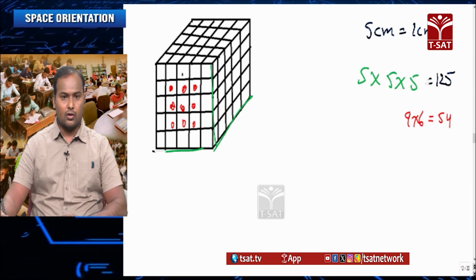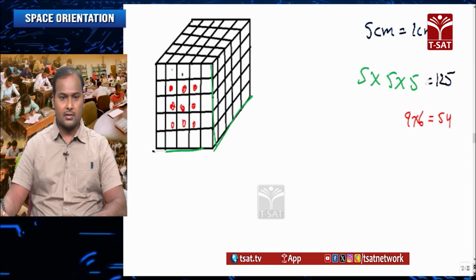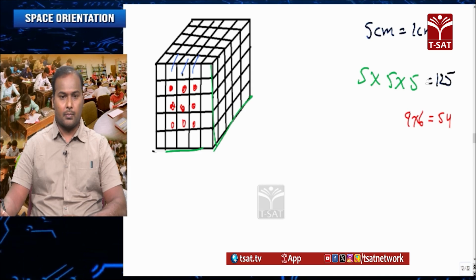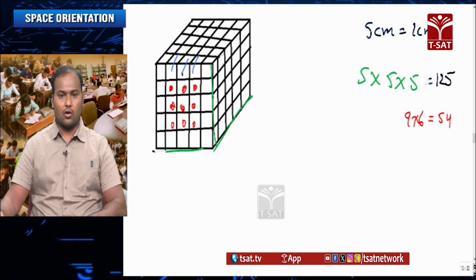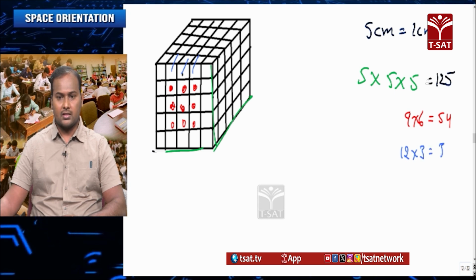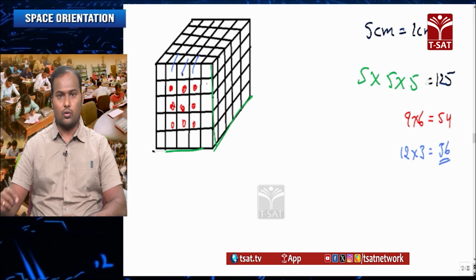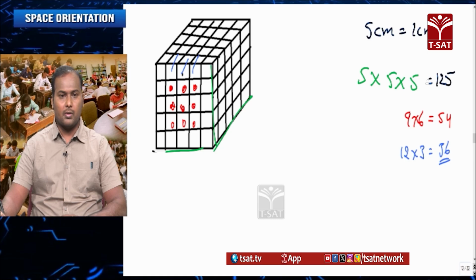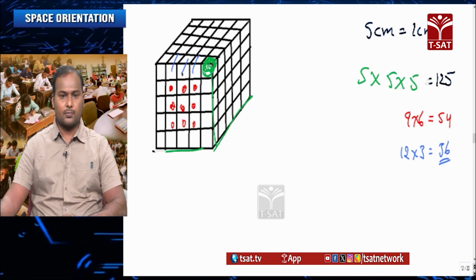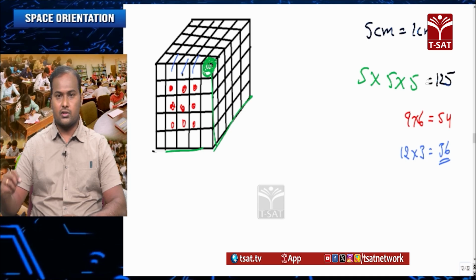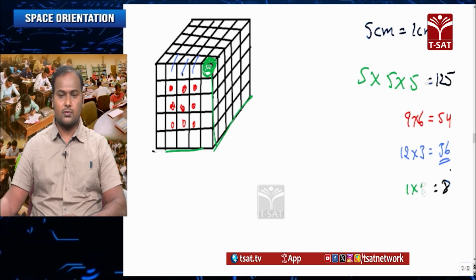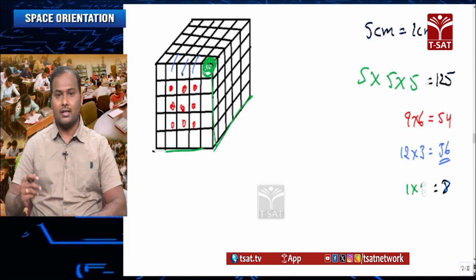In the same way, two side paint is always possible on the edges. How many cubes per edge here? Per edge, 3. Total how many edges? 12 edges. So 12 into 3, that is 36 cubes will have two side paint. And obviously, how many small cubes will have 3 side paint? We know that 3 side paint is always possible at the corner, and each corner is 1. So 1 multiplied by 8, total 8 small cubes will have 3 side paint.